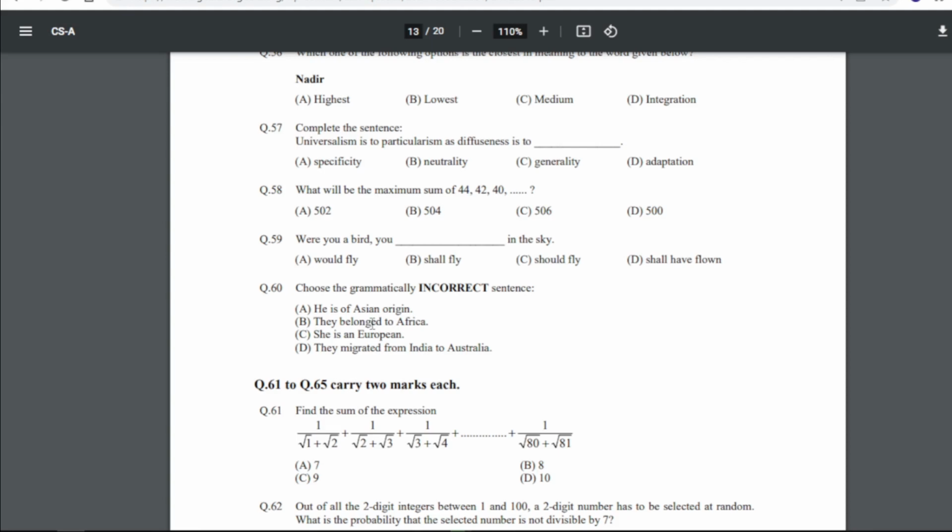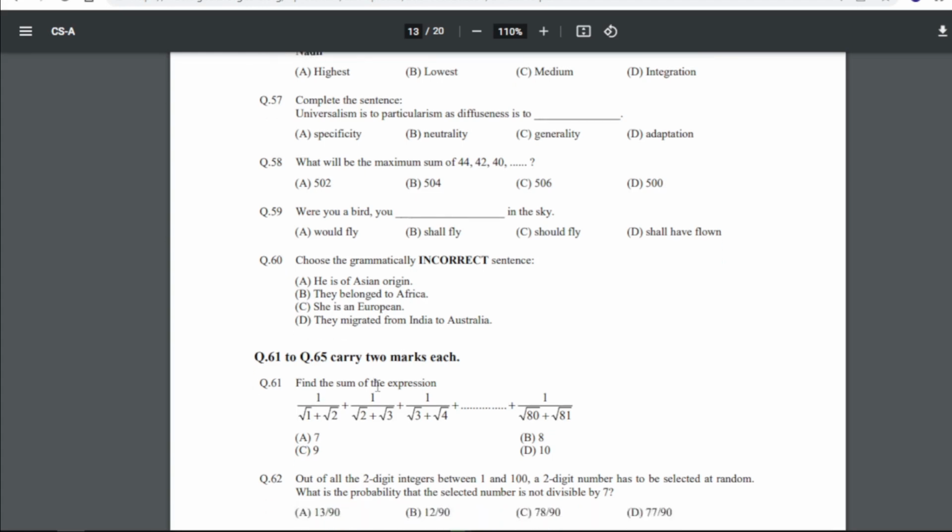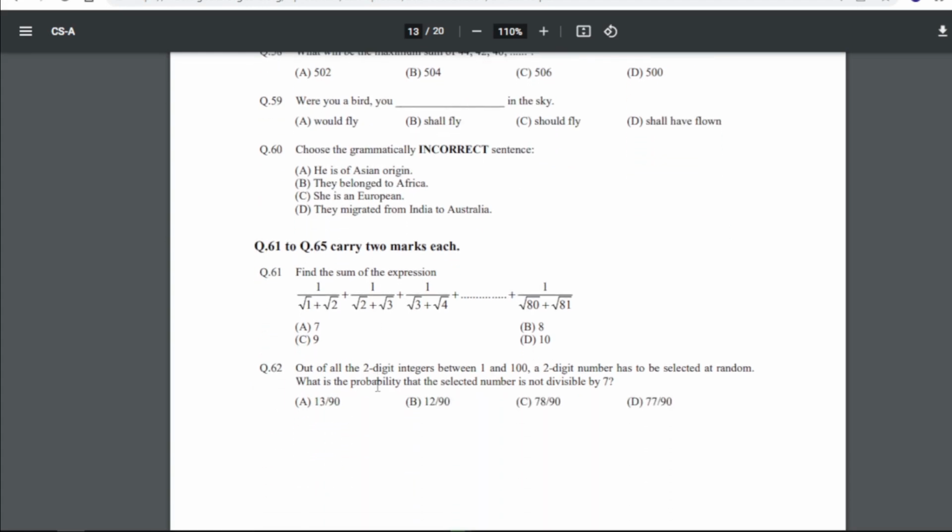First is he is of Asian origin. This is correct. They belonged to Africa. This is also correct. C is an European. So here this is not correct because before any country we do not use an. So she is an European. So here for 60 C will be the answer. That is incorrect. Where D is also true. That is they migrate from India to Australia. Correct. C will be the answer.